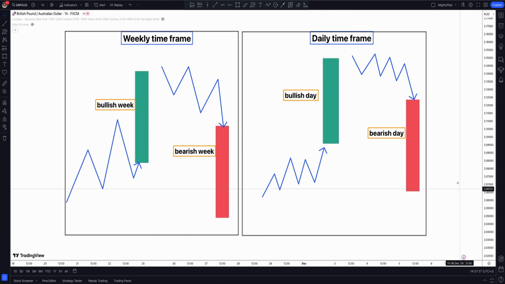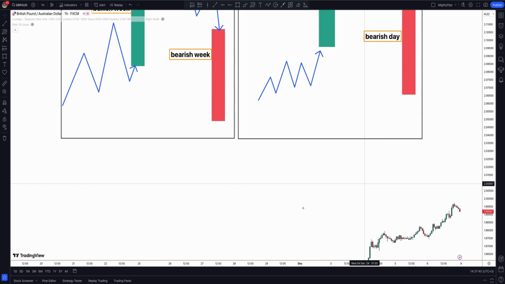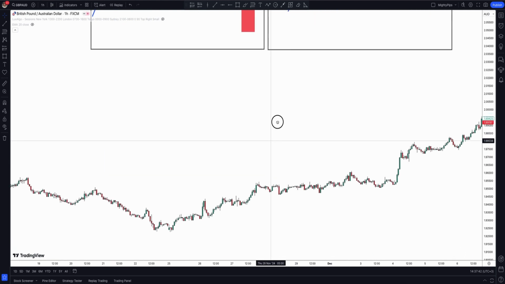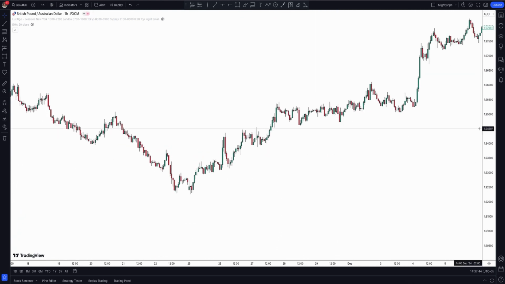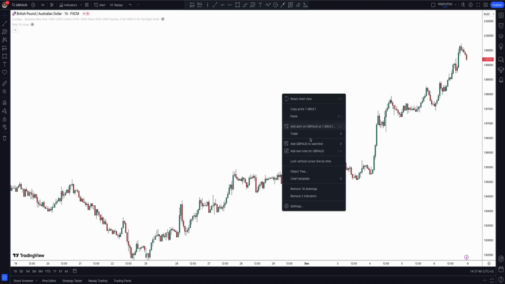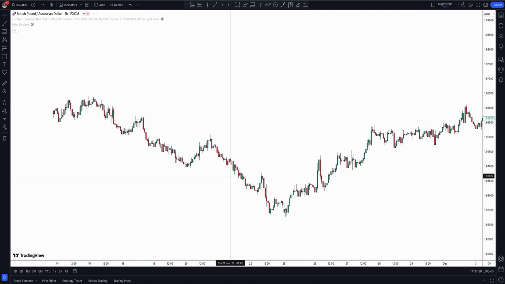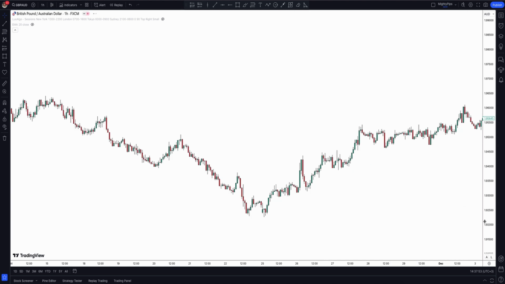This, remember, works for the stock market, it works for the forex market, it works for any market, as long as that market prints candles. So let's remove the drawings and then we go and see how this works on a live chart.